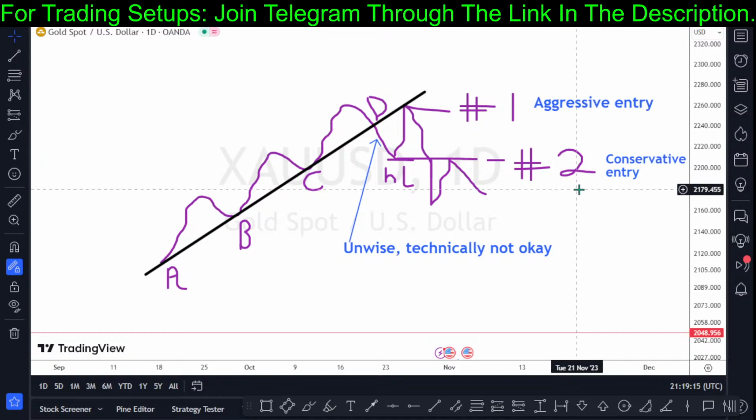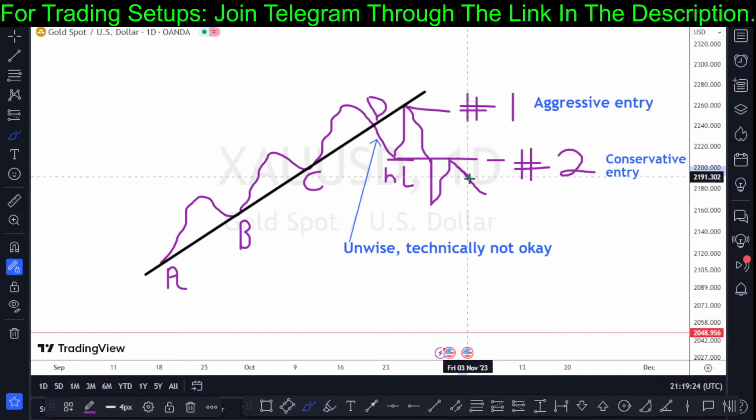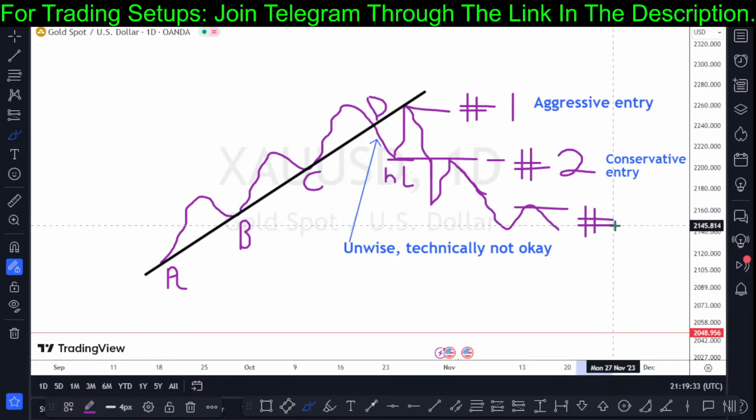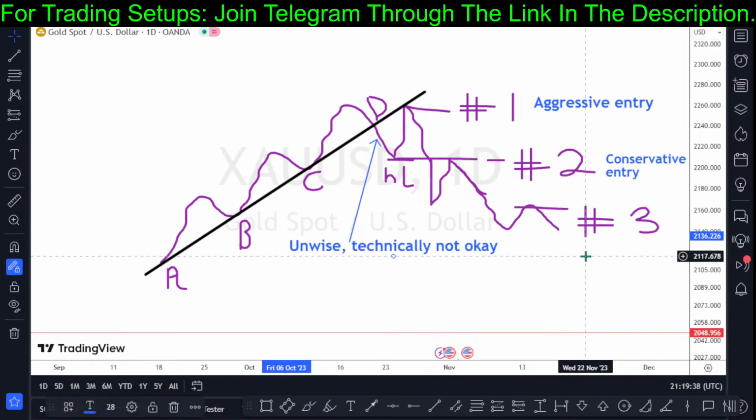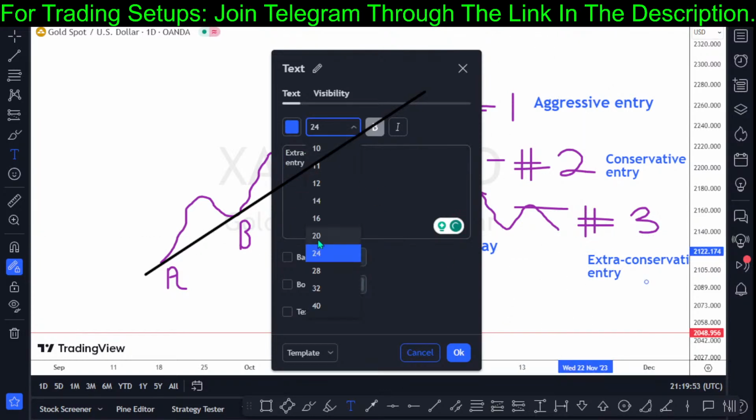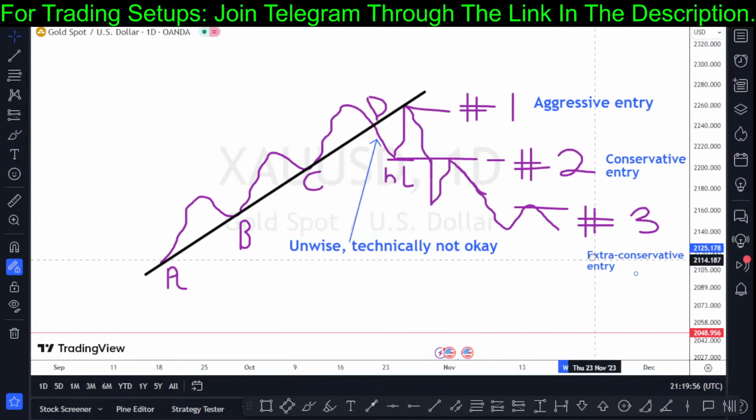So some traders might decide, okay, I still want more conviction that this price is definitely turning to a downtrend. While some traders will prefer to make an entry when the market keeps on going down and then comes up again to pull back. So at this point right here, we call this hash number 3 right here what we call the extra conservative entry. So let's tag this zone once again. So this is what we call the extra conservative entry right here, right?